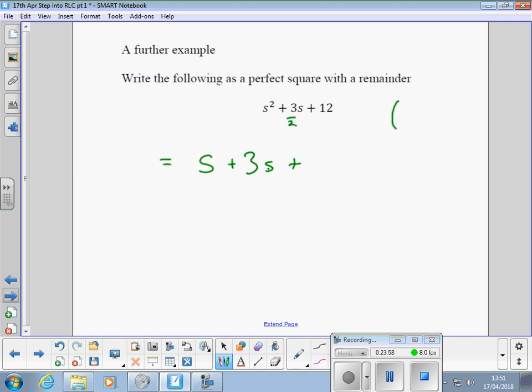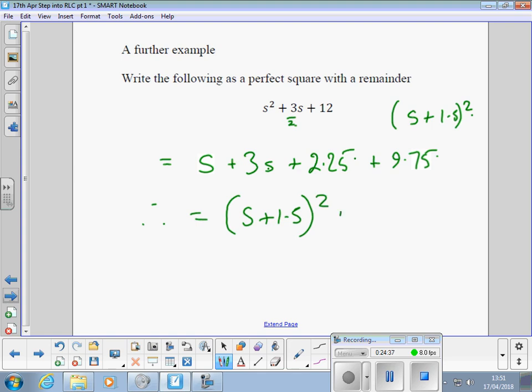Remember, we've kept s plus 1.5 all squared. So write out in full what goes. Yep. 1.5 times 1.5 is 3.25. What have we got to do to make that up to 12? Therefore, it equals s plus 1.5 all squared plus 9.75.